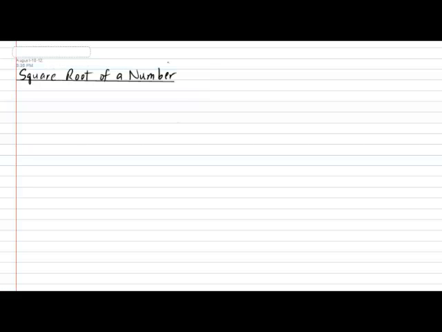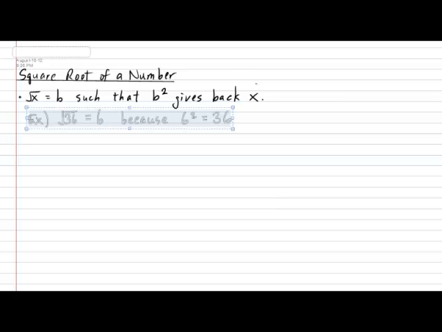The square root of a number has the following definition. The square root of a number is equal to a result such that the result squared gives you back the original number. Here's a very elementary example. The square root of 36 is equal to 6 because 6 squared gives you back the 36.